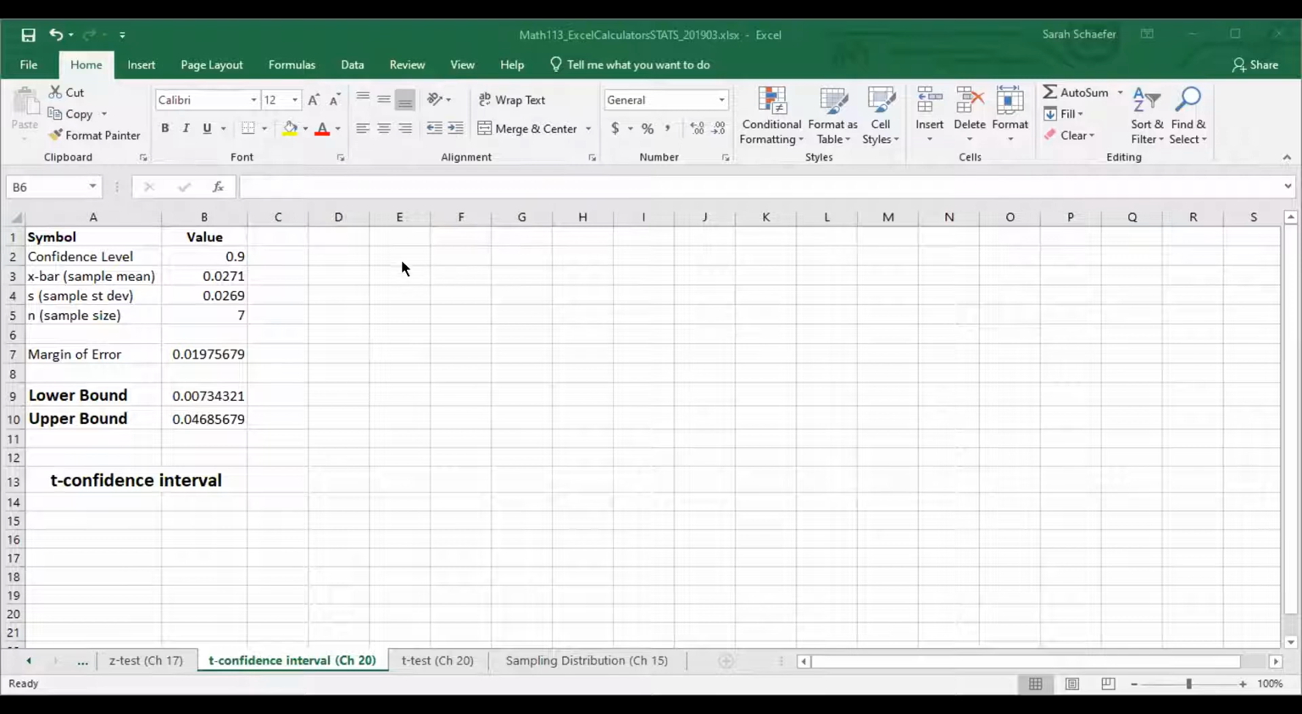Okay, so here's our Excel calculator. You can see here's my 90% confidence level, 0.9. I put X bar in, 0.0271, standard deviation 0.0269, and sample size 7. So my lower bound is 0.007, and my upper bound is 0.047. We'll round up there. All right, and then let's go write our conclusion.